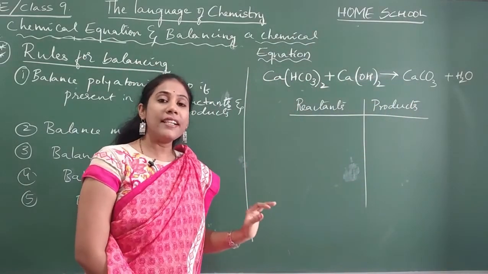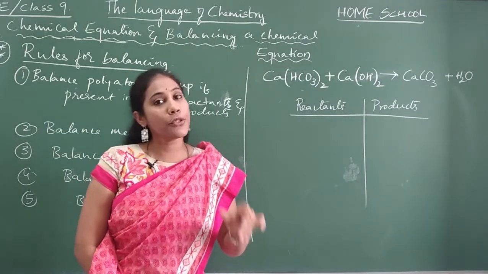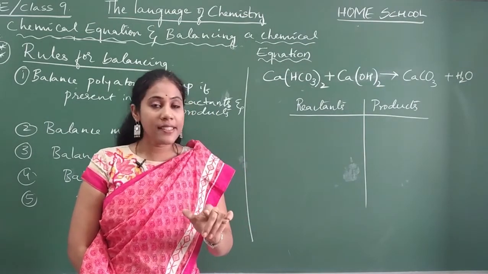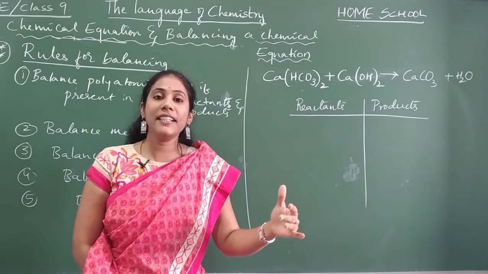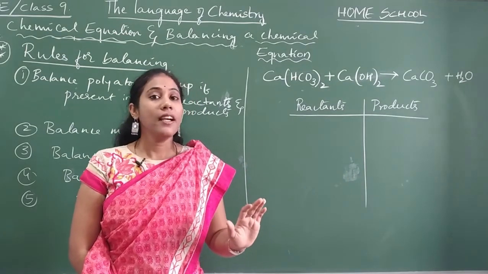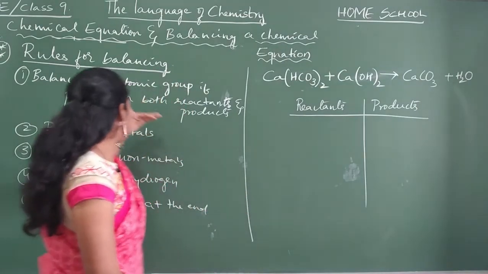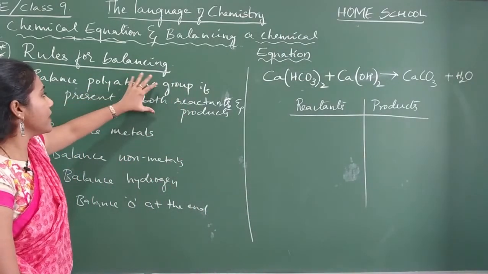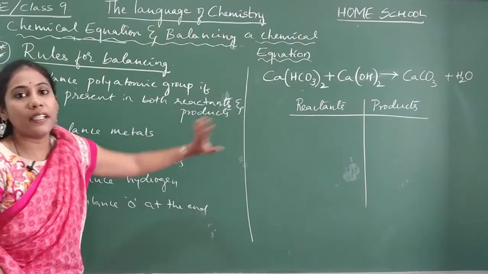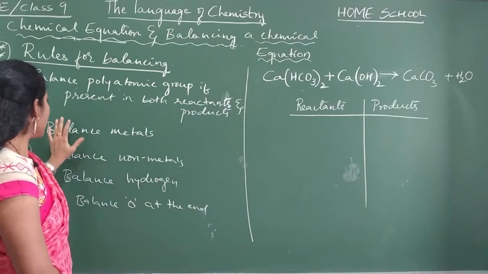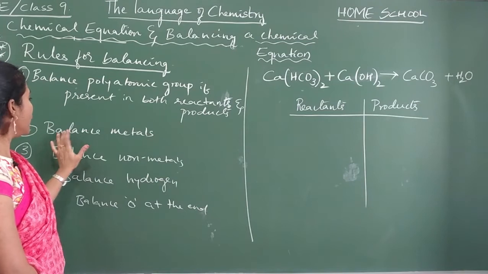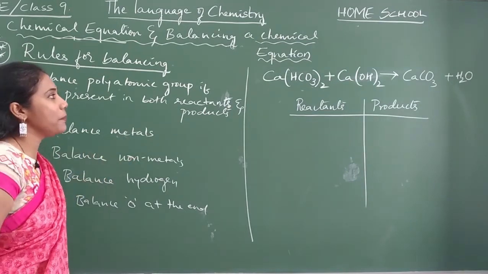You should consider a group and balance it only when the group is there on both the reactant side as well as the product side. Otherwise, you should not consider it. So this point is excluded. Now there is no use of this point for this particular reaction. Next, if that is not there, what do you have to balance, guys? Metals you have to balance.